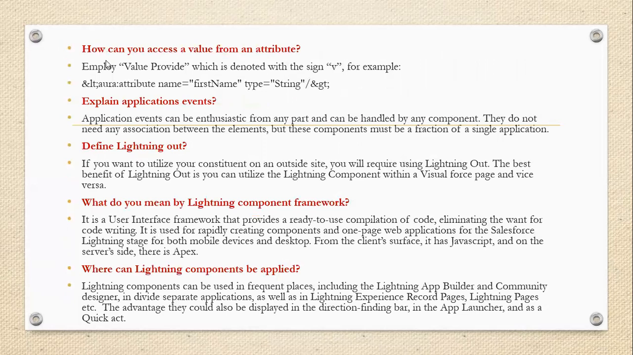Next question. How can you access a value from the attribute? We use the expression provider, which is denoted with the sign, for example v.attributeName, such as first name, and the type is string.